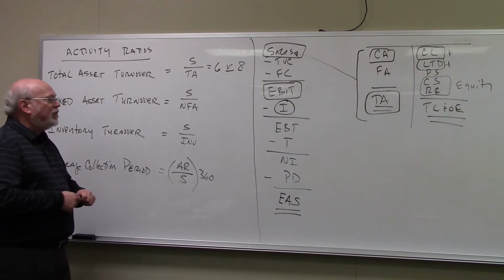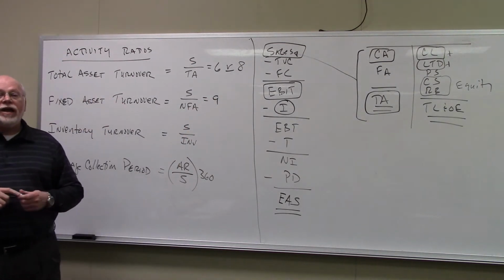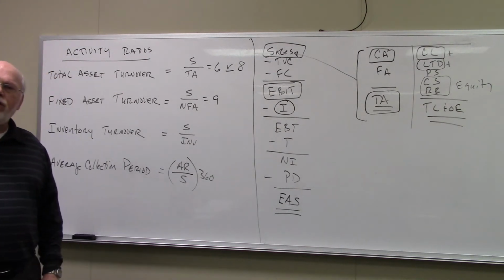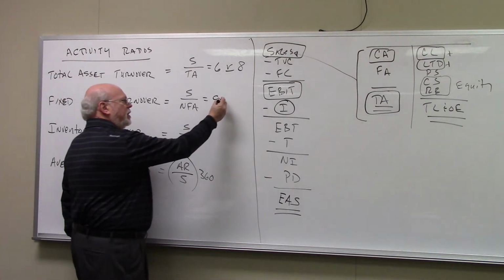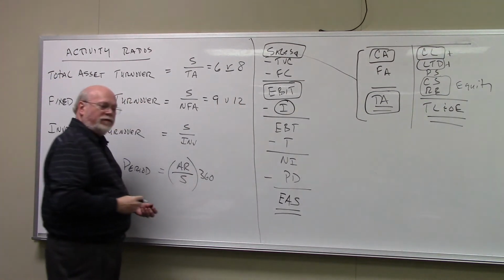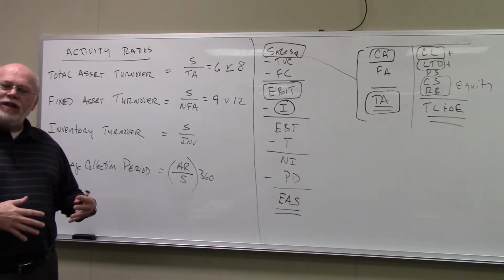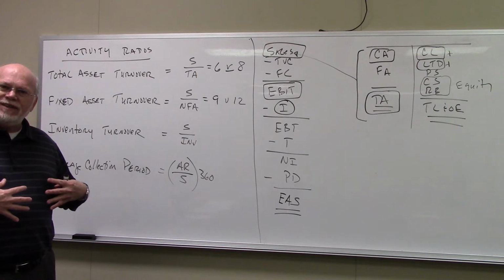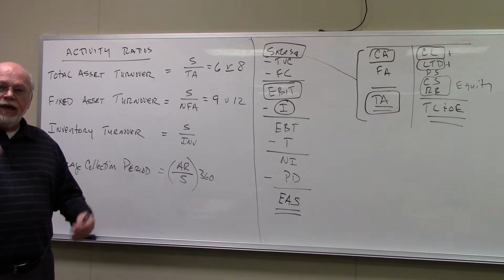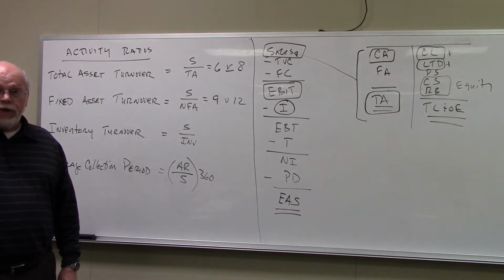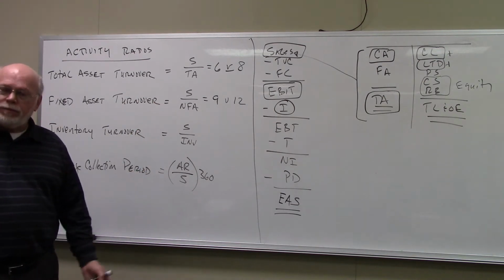Now, if this turned out to be 9, that means that you're generating $9 in sales for every $1 in fixed assets. If you looked at the typical firm in the industry, they might be doing $12. Again, this firm's ability to generate sales off their investment in fixed assets is below that of the typical firm in the industry. Again, what do you do about this? Well, we haven't really got to the answer yet, but fixed assets could be a problem. We don't know yet.